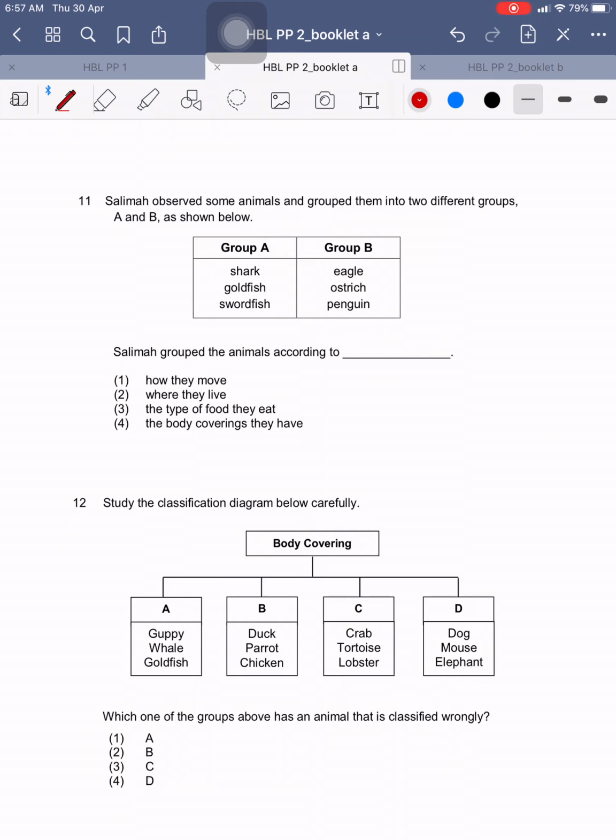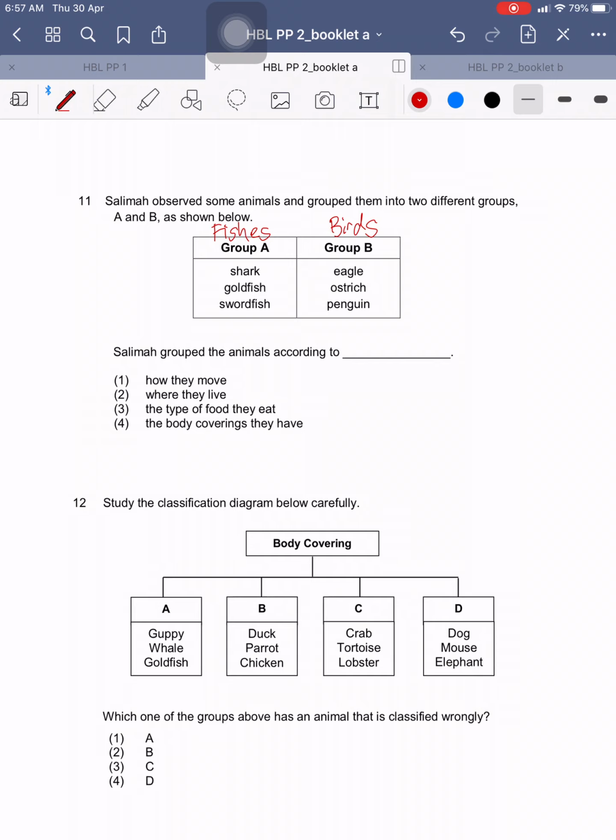Okay, question 11. Salima observed some animals and grouped them into 2 different groups, A and B, as shown below. Now looking at group A, we see shark, goldfish, and swordfish. So I would think this group, they are under fishes. Alright. Now group B, eagle is a bird, ostrich is a bird, penguin is also a bird. Alright, so this will be birds.